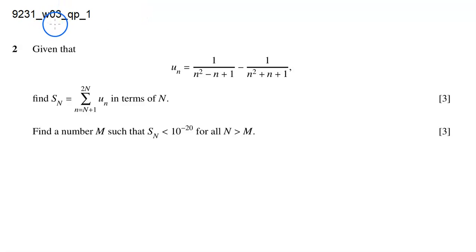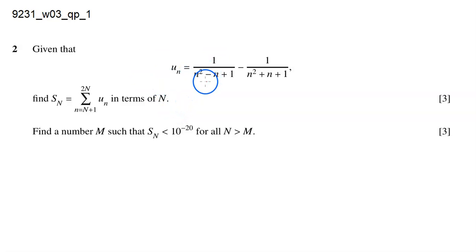So this is from Further Maths Winter 2003, question paper 1, and this was question 2. Given that un is equal to this thing here minus this thing here, find Sn, which is equal to the sum from n plus 1 to 2n of un in terms of big N.